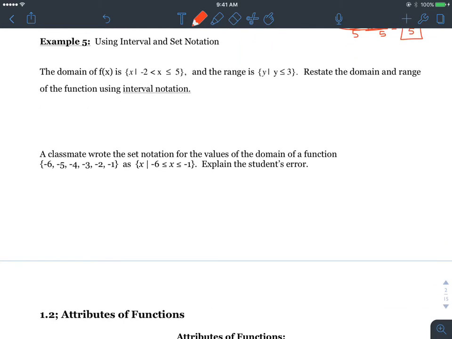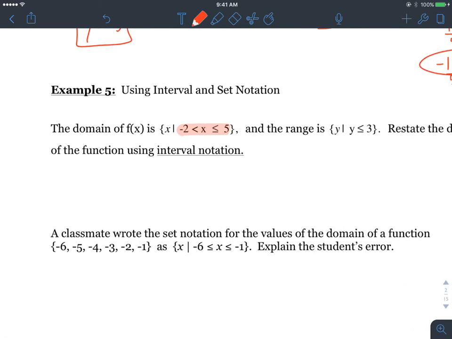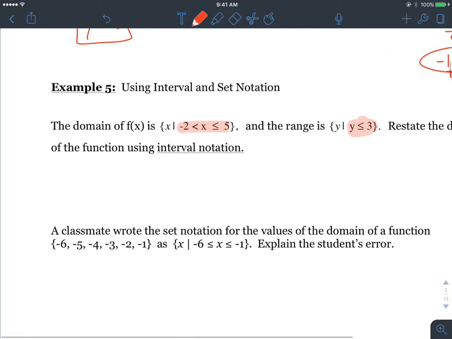Okay. Next, you're using interval and set notation. What are we doing here? The domain of f of x is this stuff here. The really important stuff is this part right here; all of this other stuff is just kind of fluff. The big thing you need to take away when they give you set notation is that this is saying x is greater than negative 2, but x is less than or equal to 5. And apparently our range just has one bound here: y is less than or equal to 3.